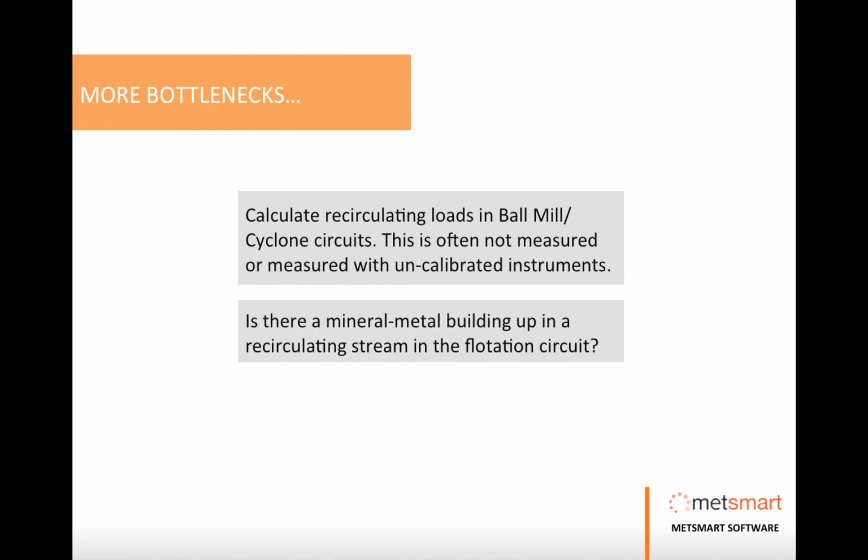Furthermore, we can calculate things that we cannot measure on the plant, or things that we can measure but we are not sure about the measurement. For example, the recirculating load around a ball mill cyclone circuit. And we can also see from the mass balance results, if we have a flotation circuit and we do an assay balance, we can see if there is a buildup of a specific mineral, metal, or in fact a waste material in a recirculating circuit, which takes up valuable residence time. You can also pinpoint the sizes where most of the valuable minerals or metals are located, and with that information you can fine-tune your flotation process.